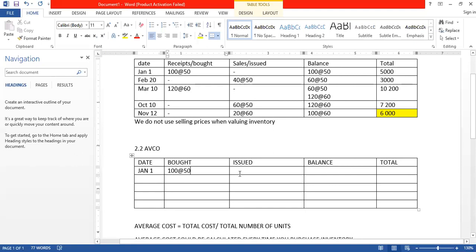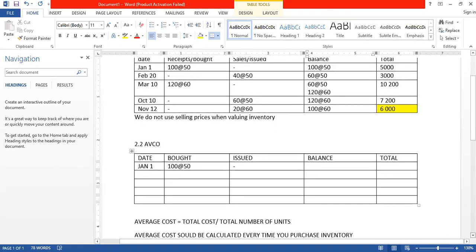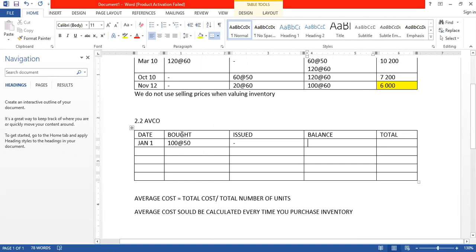So you did not issue out anything. What will be your new balance? We said that it's total cost divided by total units. What is the total cost of this? You find it by multiplying your number of items by their cost per unit. So 100 times 50 will give you 5,000. If you take your 5,000 and divide it by the 100 units, in this case you will get only 50. That's why you will have 100 units at 50, which is the average cost.